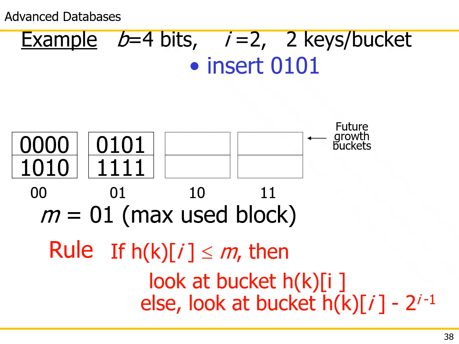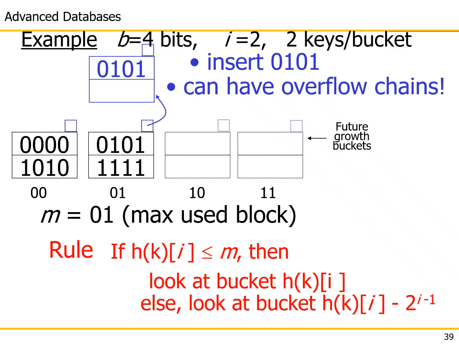Now let's try to insert 0101. Notice this is a duplicate, so let's just use an overflow bucket and overflow chains. How will I find the location to link the overflow chain? Well, using the same mechanism. I will look at the last two bits. It's 01. Is h of k sub I less than or equal to m? Yes, because it's the same. M is 01 and this is 01.